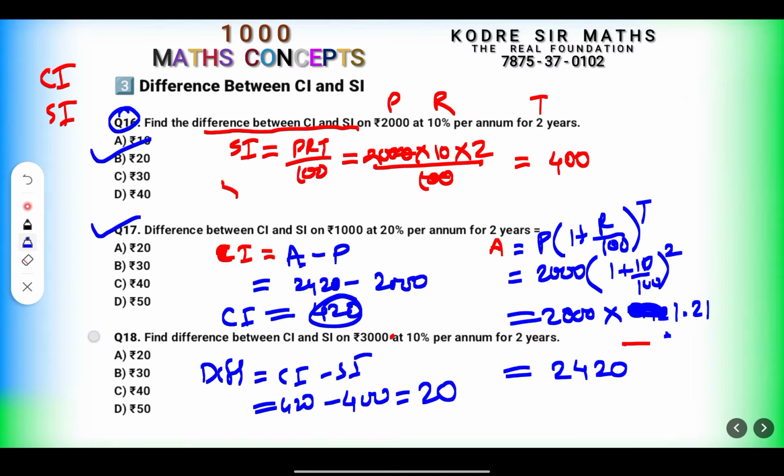Will you be able to try these two questions? Yes, and definitely there are some more types which are remaining from this chapter, from these concepts. Okay, that we'll be discussing in the next video.